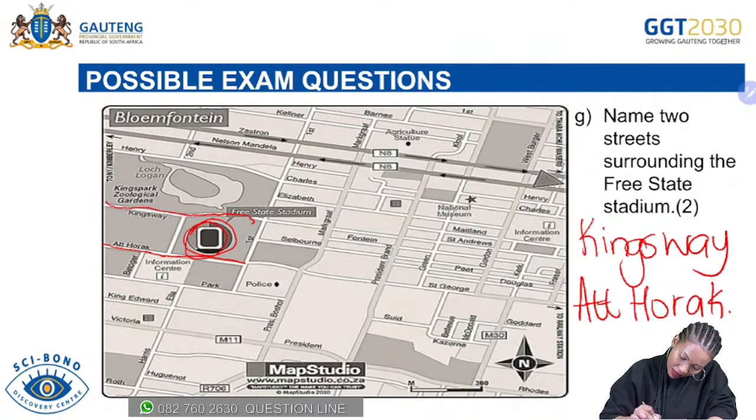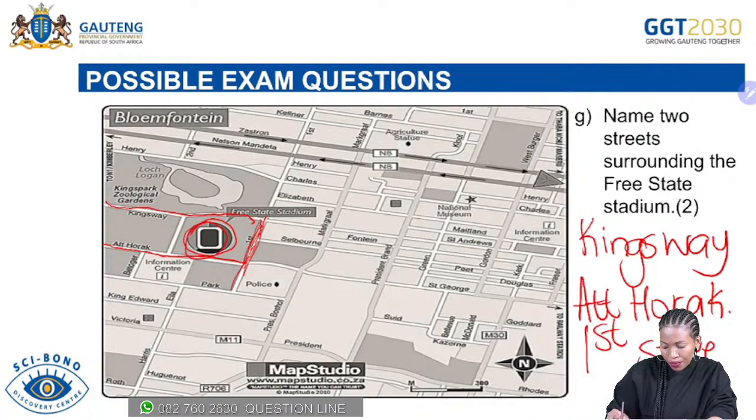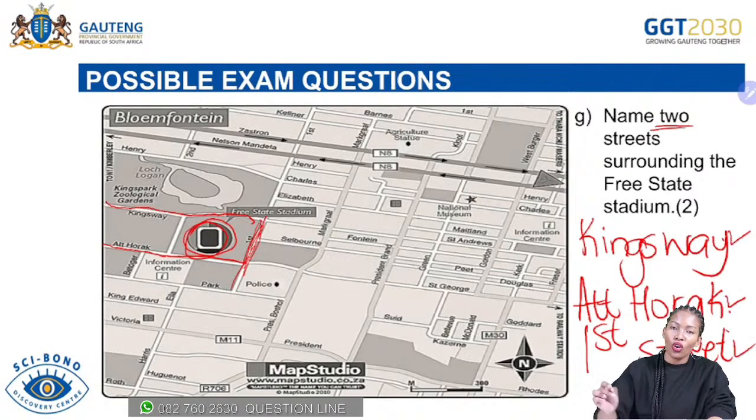Someone can also say, but ma'am, even First Street, this is First Street. So even if you say First Street, it is also okay. So you'll say also First Street. But the question only wanted 2. So if you mention any of the 2, you will get your mark.